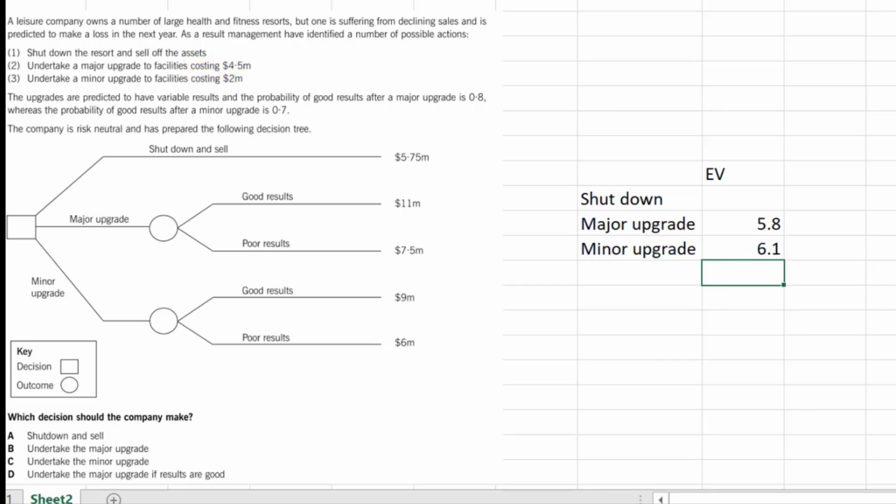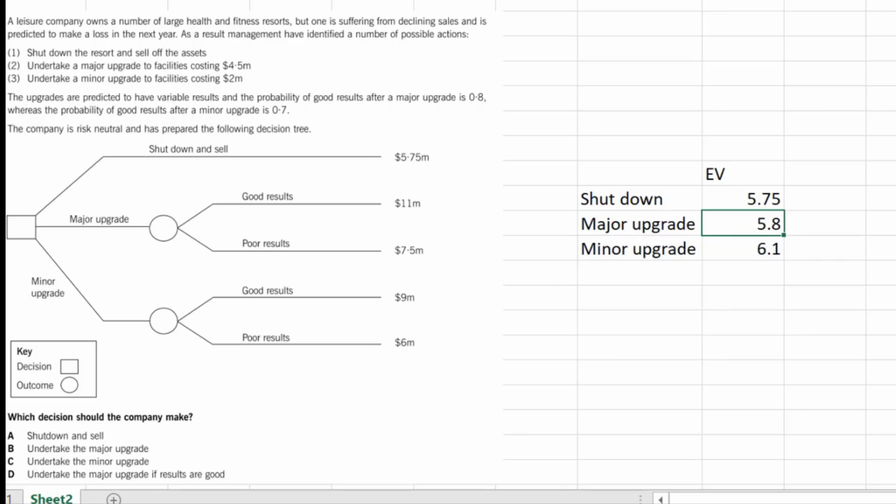Okay, now we have the expected value of each decision. Shut down and sell, right? There's no probability there. That's just going to give me 5.75 returns. And I would like to maximize the returns. And 6.1 is the highest number. So I will go with the minor upgrade, guys.